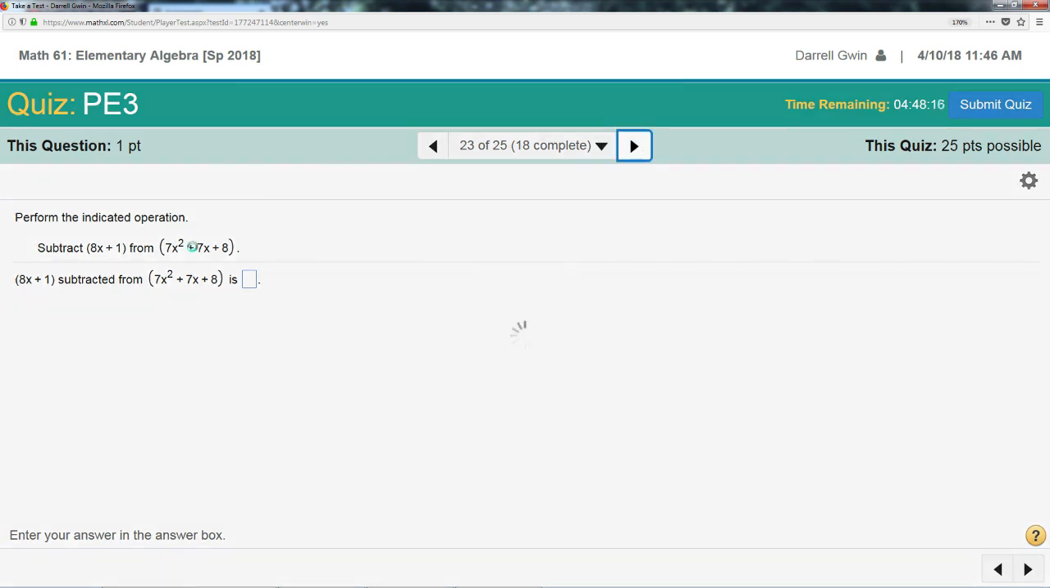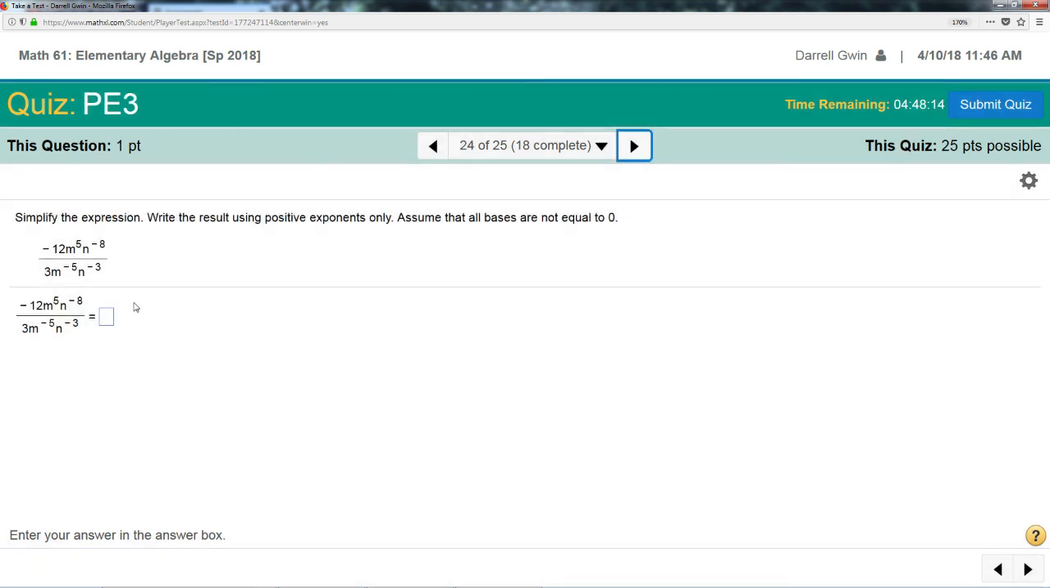Subtraction, I'm going to skip that one. Make sure you subtract from it, it's like switcheroos, reverses. Negative exponents, cross line, change the sign.